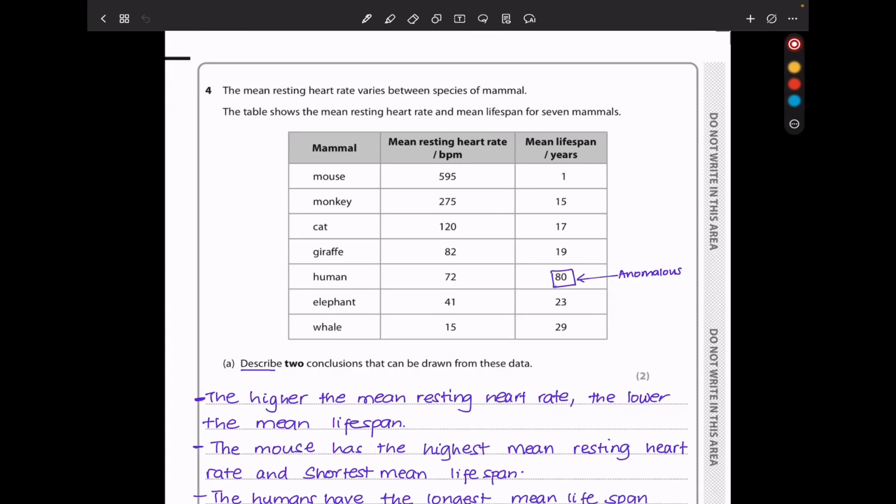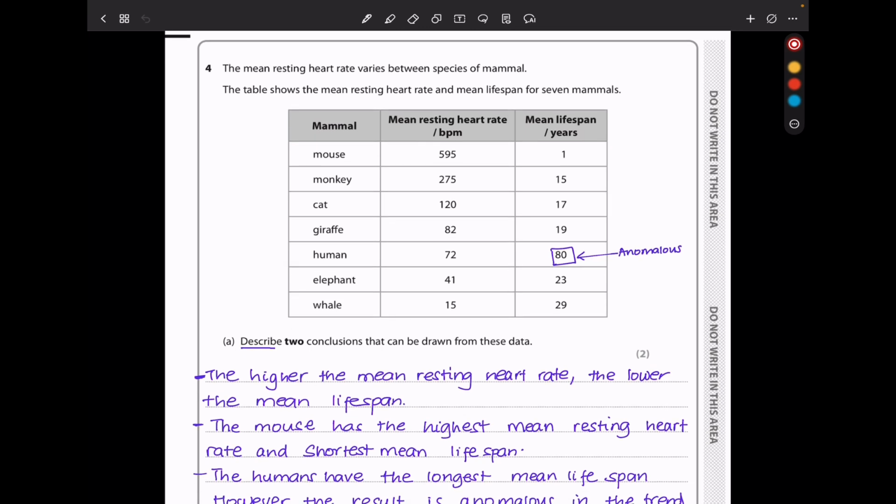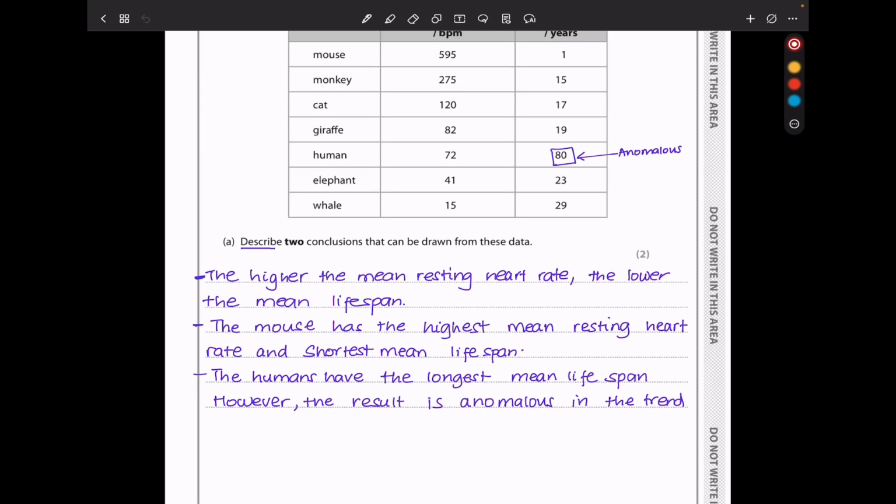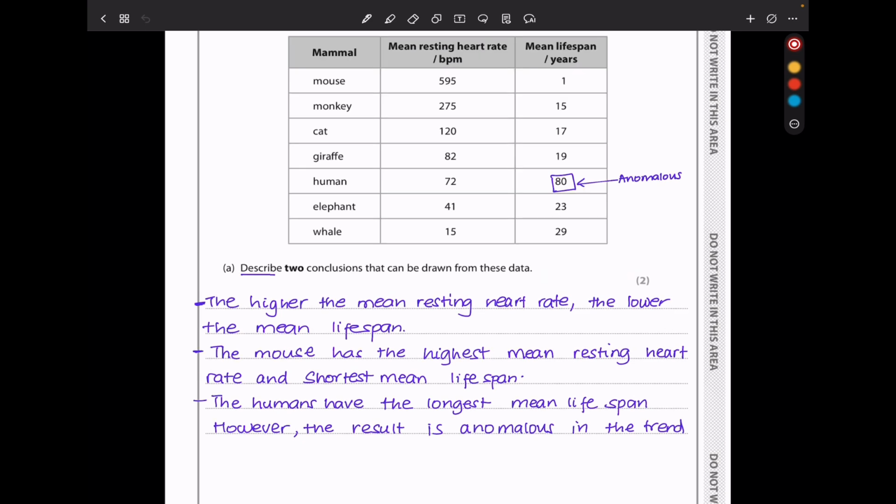In question 4, they say the mean resting heart rate varies between species of mammal. The table shows the mean resting heart rate and mean lifespan for 7 mammals. So we have ranging from the mouse to the whale, the corresponding resting heart rates as well as the lifespan. So we can see as the mean resting heart rate decreases, lifespan increases, except the anomalous one, which we see here. They say describe two conclusions that can be drawn from this data. Like I've already said, the higher the mean resting heart rate, the lower the mean lifespan. The mouse, this one here, had the highest mean resting heart rate and the shortest mean lifespan. Also, the humans have the longest mean lifespan. However, the result is anomalous in the trend.